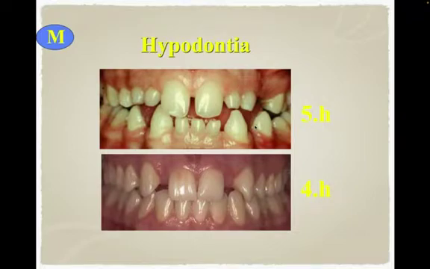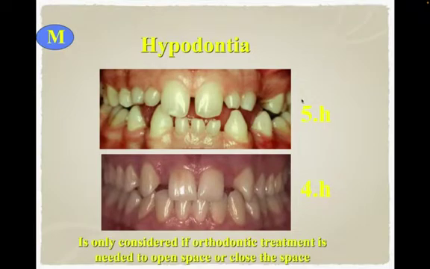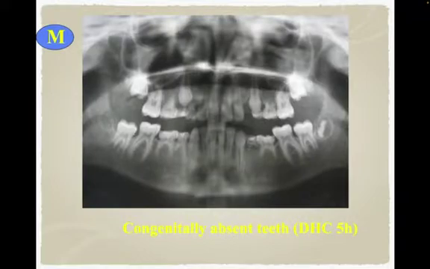All right. So for example, here, the top one is a 5H, while this one in the bottom is 4H. Having said that, it's only considered if we need to do a treatment for that, either to open a space or to close the space. So sometimes you have a missing lateral, but the canine is in contact with the central incisor, and the treatment plan is just to reshape this canine, then that does not count in the IOTN. While if you need to open a space or close a space, then this is counted in the IOTN.